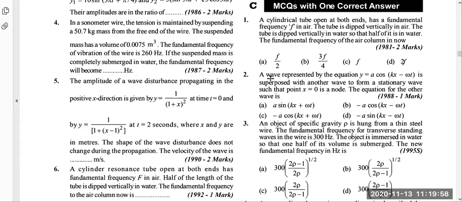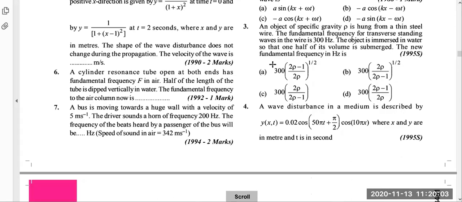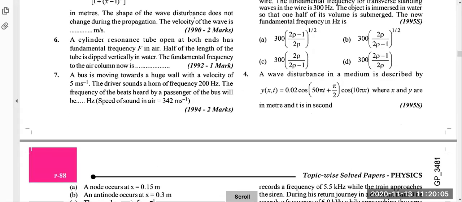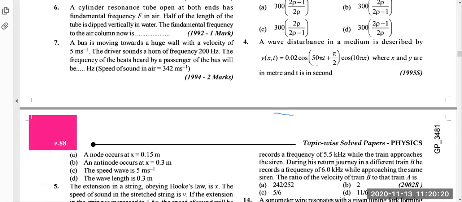I'll keep one class, doesn't matter, but unless you try, you won't be solving this. So a wave disturbance in a medium is described by this, where x and y are in meters. Now think about it. This is just like a standing wave, yes or no? This is not a traveling wave, it is like the equation of a standing wave.